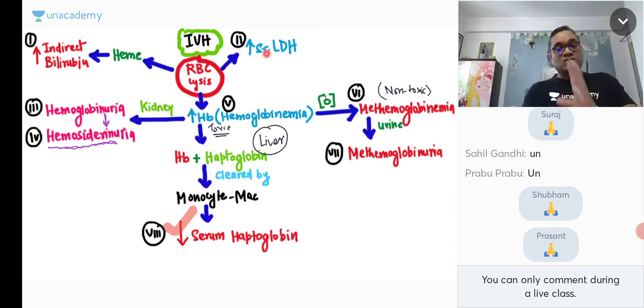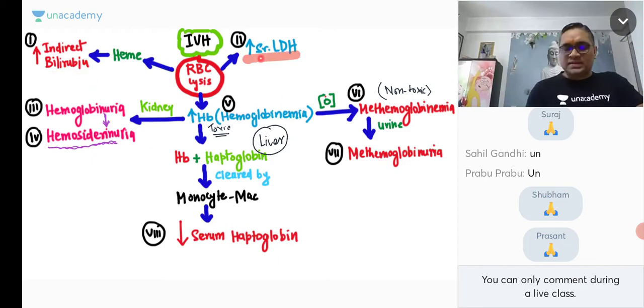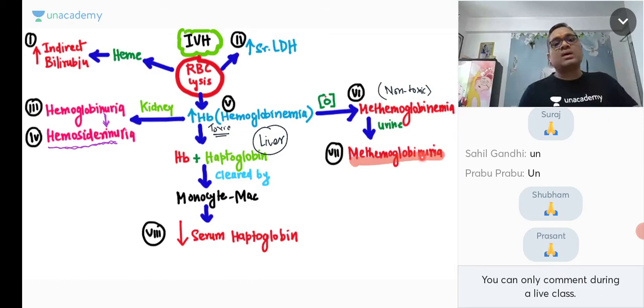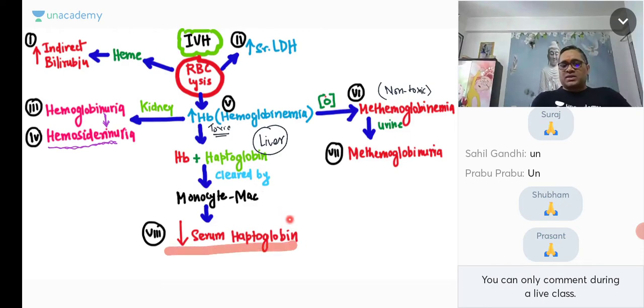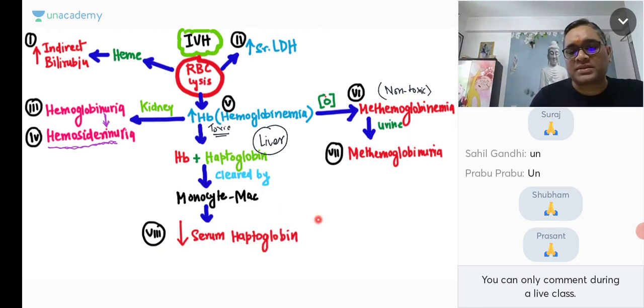So now you can see what the exclusive findings are which the examiner asked. Intravascular hemolysis, I repeat: indirect bilirubin is increased, that is fine. Serum LDH will be increased. Hemoglobinuria, hemosiderinuria, hemoglobinemia, methemoglobinemia, and methemoglobin will be coming in urine. Excess hemoglobin will combine with haptoglobin protein synthesized by the liver, removed by the monocyte macrophage system, and that is why serum haptoglobin is decreased. Remember, here the serum haptoglobin decrease will be moderate to severe.